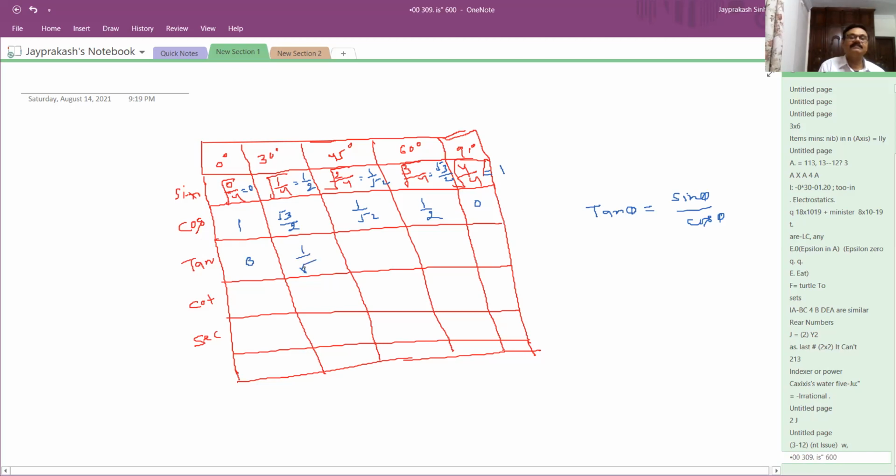For tan 45 degree, divide 1 by root 2 by 1 by root 2. You will get 1. For tan 60 degree, divide root 3 by 2 by 1 by 2. You will get root 3. And for tan 90 degree, divide 1 by 0. Any number divided by 0 is not defined. So you will write it as not defined.